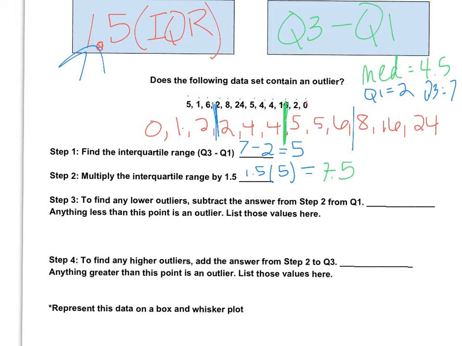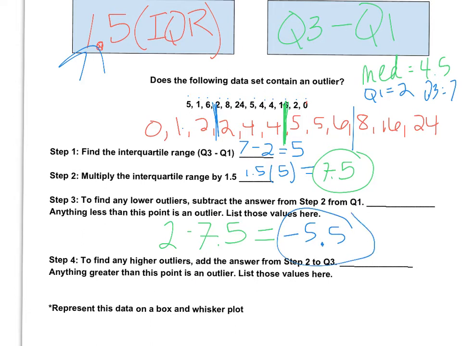So to find any lower outliers, any outliers on the lower side of our data, we're going to subtract this answer from quartile 1. So quartile 1 is 2 minus 7.5 equals negative 5.5. So any numbers in our data set that are below negative 5.5, that's our lower boundary, are considered our lower outliers.